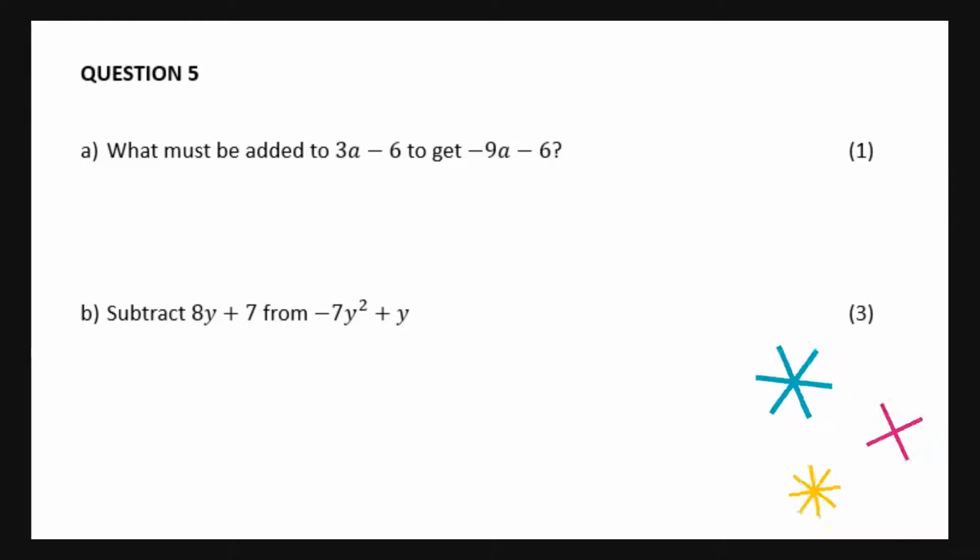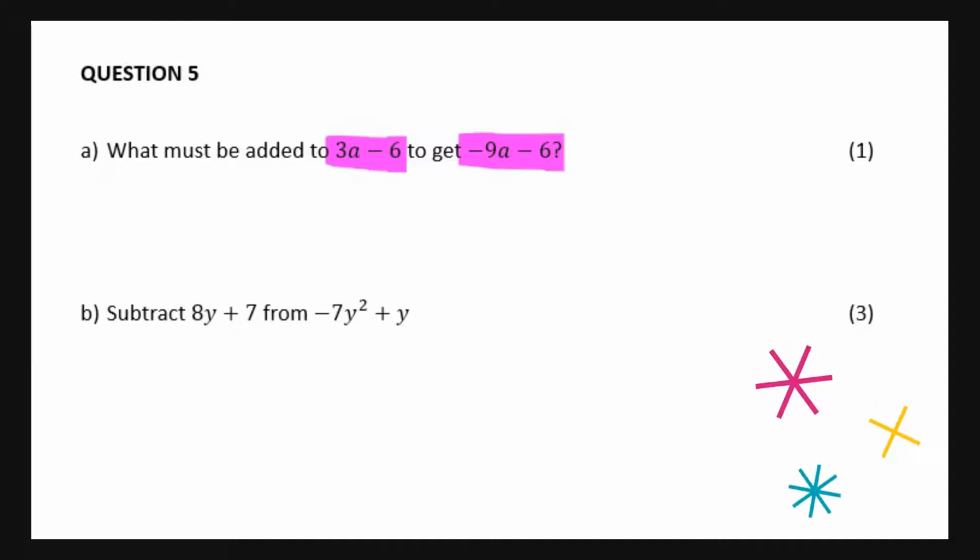Question 5. What must be added to 3a minus 6 to give us the result of negative 9a minus 6? As we can see, we have negative 6 in the start and also in the end. Therefore, we do not need to add any numerical value to negative 6, as our solution stays exactly the same when we look at the negative 6.